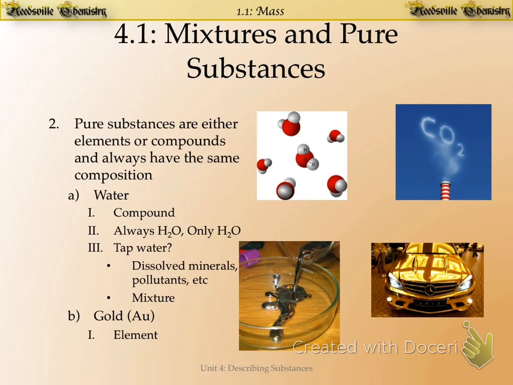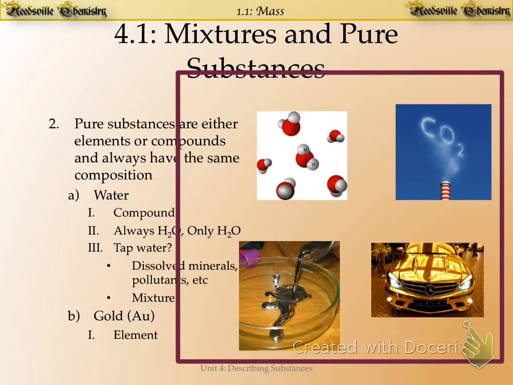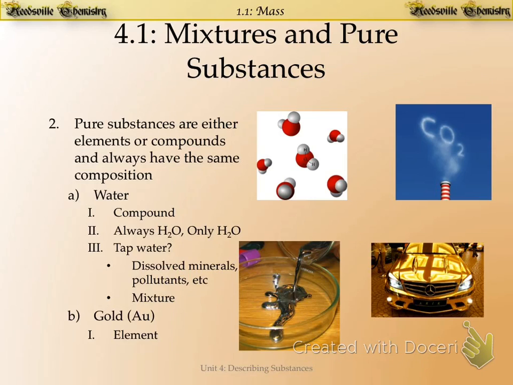Carbon dioxide would be an example of a compound and a molecule. And again, it would be a pure substance. So if I'm looking at my little page here, all four of the things that you see here can be classified as pure substances. The only phrase on this page that would be a mixture is right here, tap water.